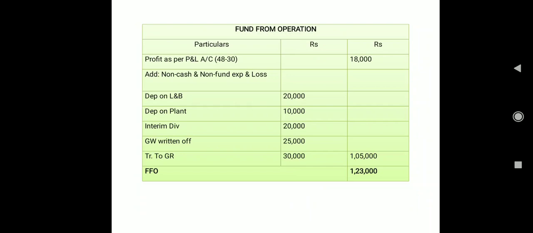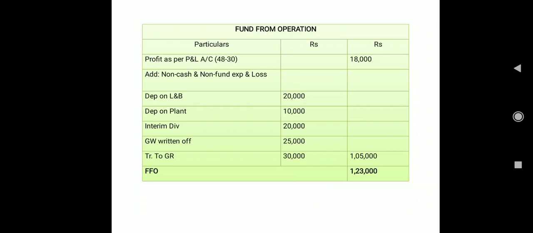So profit: how much? 48,000 minus 30,000, while discussing the question I've told you. So how much profit are we going to get? 18,000. And to this we need to add non-cash and non-fund expenses or losses. And there we have checked from the additional information. We can go either from the balance sheet or from the additional information. So additional information first I'm taking.